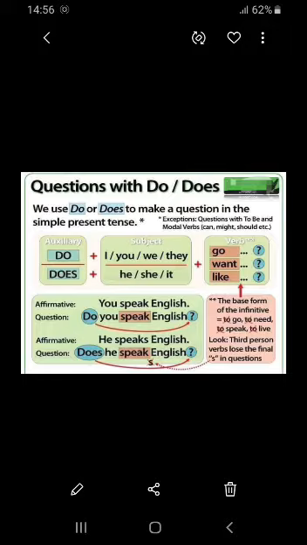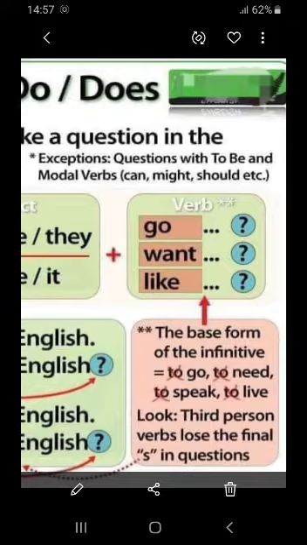So let's start. Look at the first example. We start with do. I say, do I go to the market, for example? Or do you go to the market? So we use do with the subject I, you, we, they, and plus another verb. As you can notice here, the verb is not conjugated. The verb is in the infinitive, and this infinitive is without to. So we don't say to go or to want.